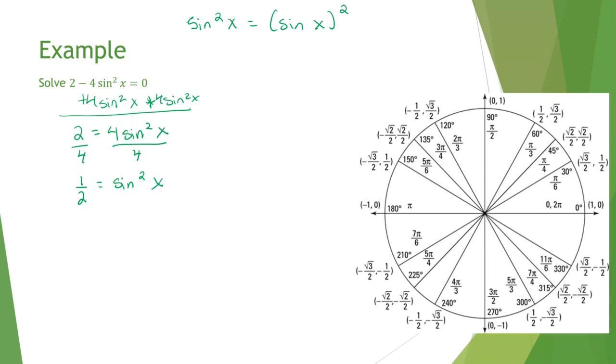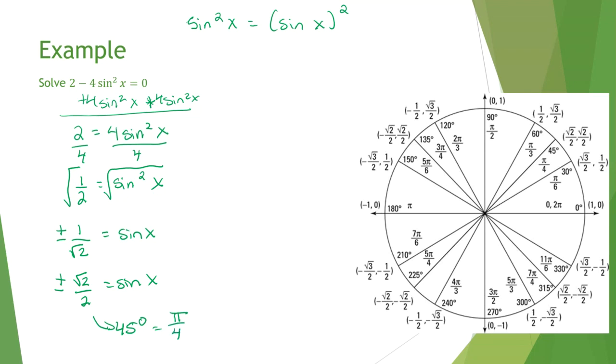And now I need to take the square root. When you take the square root, you get plus or minus, so we're going to get 2 answers here. The square root of 1 is 1, so I get 1 over the square root of 2 as my sine of x. We need to rationalize that, which is equal to plus or minus square root of 2 over 2. And square root of 2 over 2, that is a 45-degree angle, which is pi over 4. So we know that our x is pi over 4.